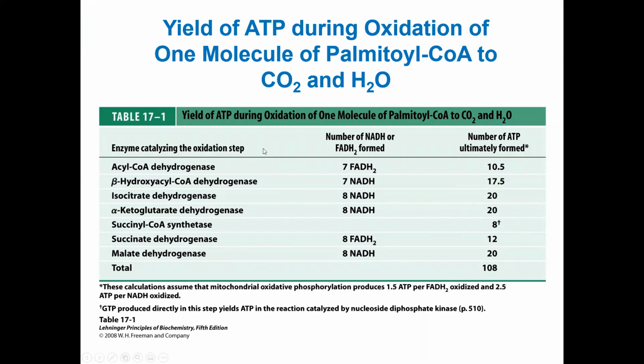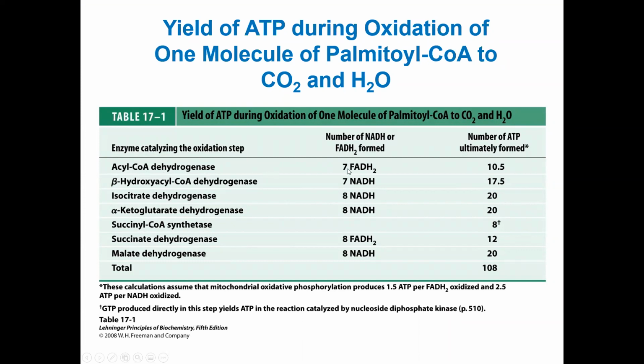So the yield of ATP during the oxidation of one molecule of 16 carbon activated fatty acid is shown here. What are they showing you here? If you look at this, they are showing you the enzymes that are involved in the oxidation of fatty acid, all the way going through the citric acid cycle. So you can notice here that you have acyl-CoA dehydrogenase, right?